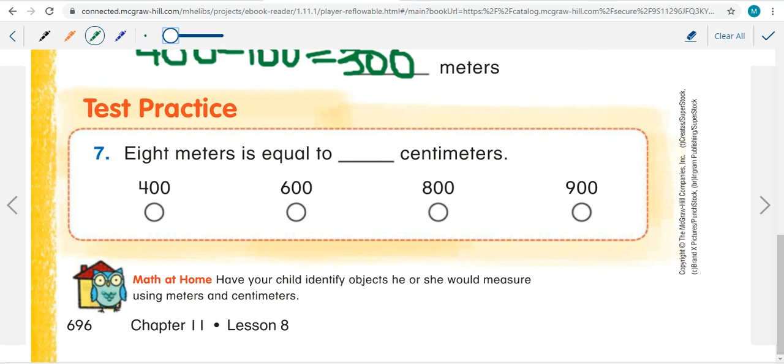Number 7. 8 meters is equal to how many centimeters? Remember that 1 meter is equal to 100 centimeters. So if you have 8 meters, you will have 800 centimeters. So the answer is 800 centimeters.